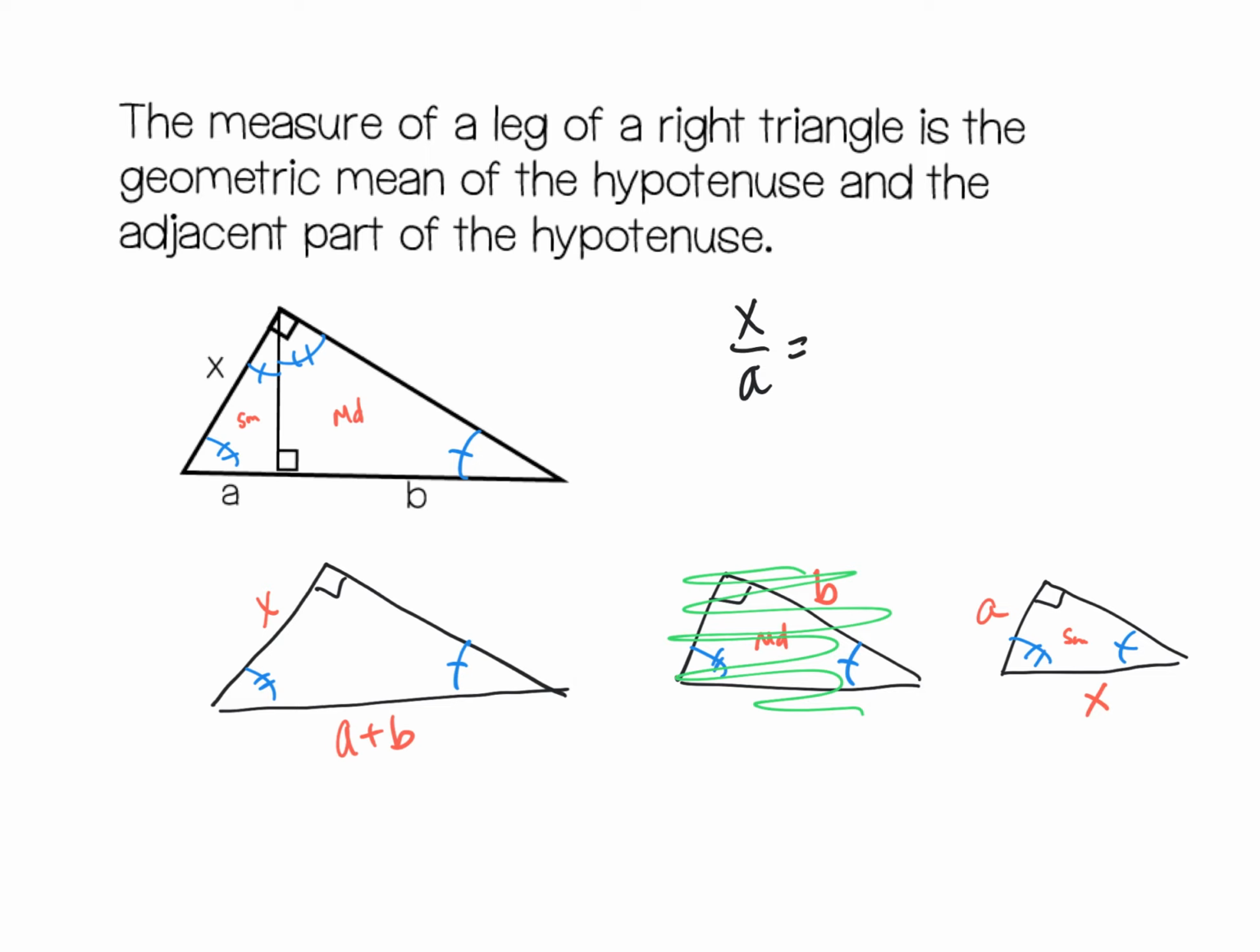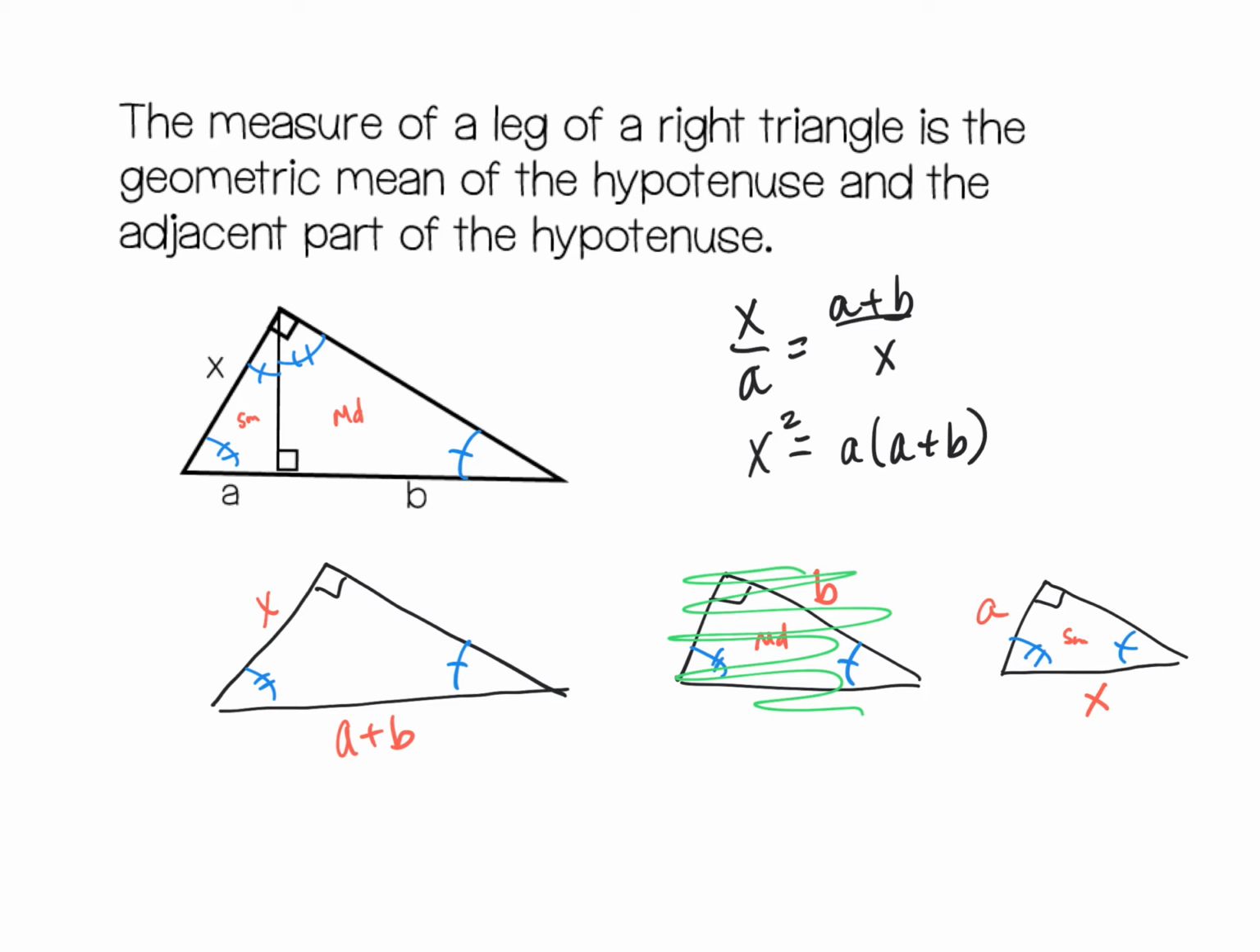If we set up our proportion, because we know the triangles are similar, we'd have x over a equals a plus b over x. Again, cross multiply. So it'd be x squared equals a times the quantity of a plus b. And a plus b is the hypotenuse of the big triangle, the whole hypotenuse. So it's the geometric mean of the whole hypotenuse and the adjacent part. The a was adjacent to the leg we're trying to find.